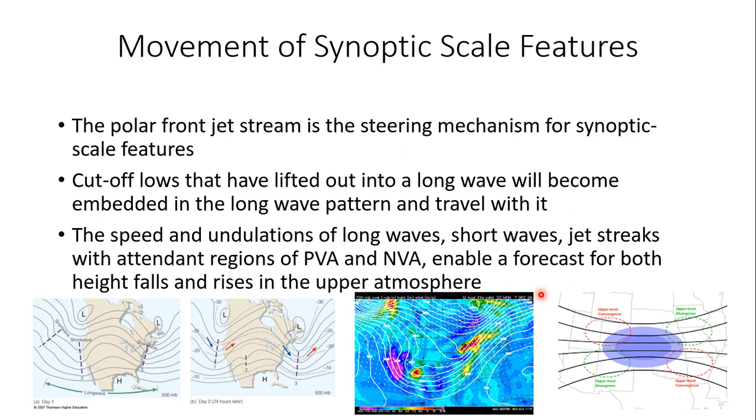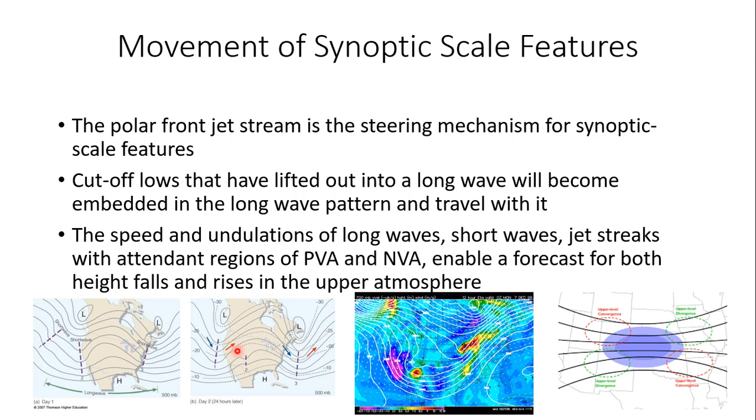The speed and undulations of long waves and short waves, we talked about both of those already. We also talked about jet streaks with attendant regions of positive vorticity advection, PVA, and negative vorticity advection, NVA. That enables a forecast for both height falls and rises in the upper levels of the atmosphere.